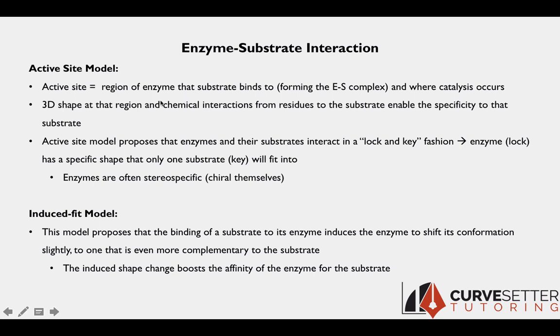So the active site model says the active site is in this fixed 3D orientation, and that is specific to one substrate. On the other hand, the induced fit model says that once a substrate binds to the enzyme, that induces the enzyme to shift its conformation slightly. And that shift in conformation makes the enzyme even more complementary to its substrate. So essentially, the binding of the enzyme to substrate increases the affinity of the enzyme for its substrate.